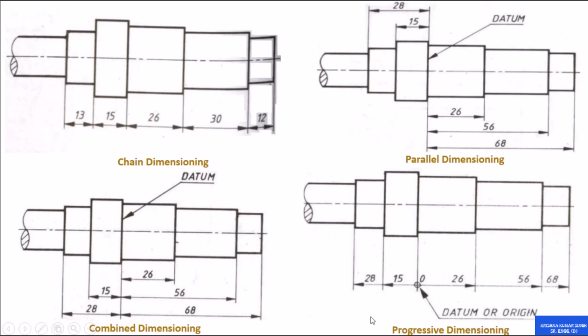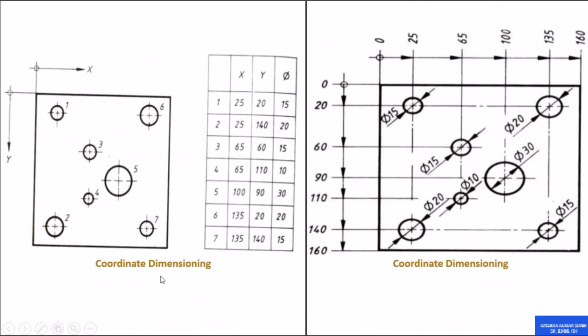This is known as progressive dimensioning, in which we are using an origin. It is a very impressive method of coordinated dimensioning in which we present all the things in a table. Plus, we have to choose our origin, and all the measurements are taken from that origin. A similar method is the coordinate dimension, again where we pick an origin and all the dimensions are measured from that origin. Both are very similar, but they have different applications.